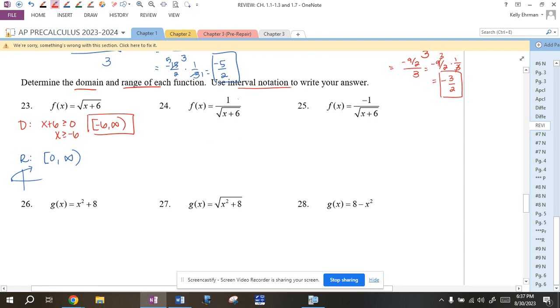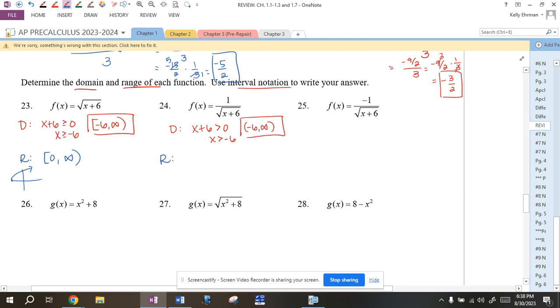What if I change the function for 24? So now it's 1 over square root of x plus 6. What does that change for domain? It means that the domain is now x plus 6 can only be greater than 0, not greater than or equal to, because now you don't want to divide by 0. X has to stay greater than negative 6. So negative 6 to infinity without including negative 6.